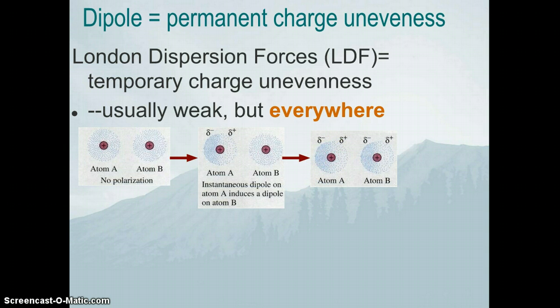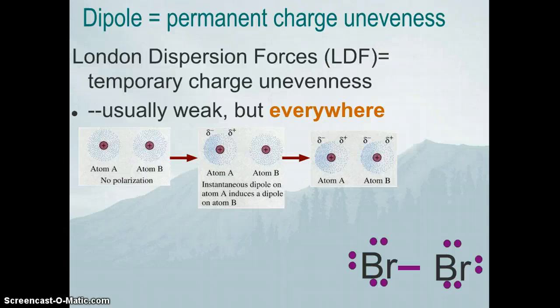So that's why these are usually considered very weak intermolecular forces, but not always. They can be pretty big. For example, if we consider bromine, which has no bond dipole because the electronegativity of bromine and bromine is obviously the same, there's no permanent dipole moment. So the only intermolecular attractive force keeping the two bromine molecules together is this London dispersion force.